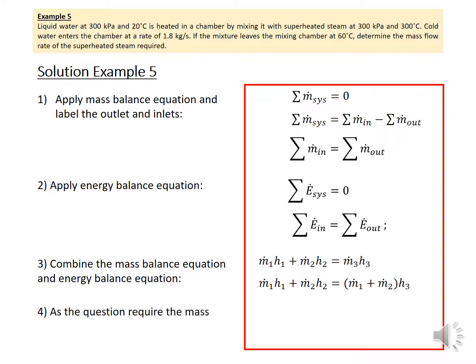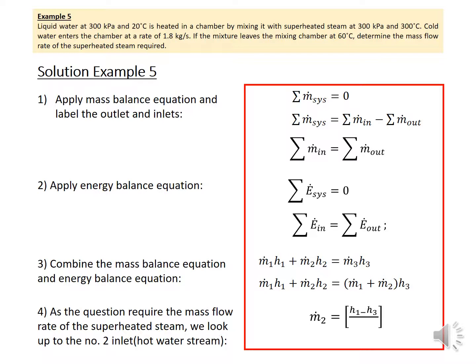Last, as the question requires the mass flow rate of the superheated steam, we look to the number 2 inlet, the hot water stream. So m dot 2 equals (enthalpy 1 minus enthalpy 3) over (enthalpy 3 minus enthalpy 2), multiplied by m dot 1.